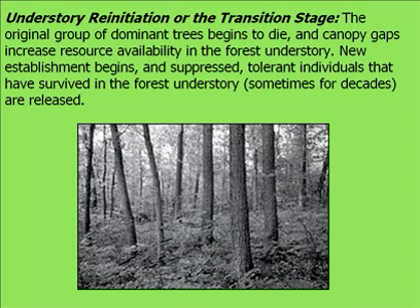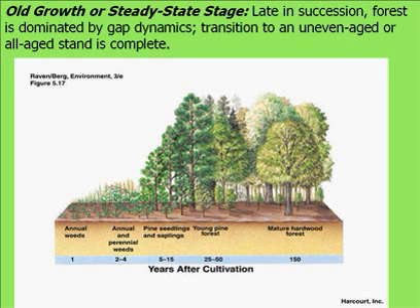The final stage is the old growth or steady state stage, and that's when there's kind of an equilibrium achieved. This occurs late in the successional process, and the forest is really dominated by what are called gap dynamics. In other words, the canopy stays at a pretty steady state, and species diversity is maintained at a steady state until some kind of disturbance occurs, until an old tree dies or is blown down and another gap is opened, and the cycle at a very small scale takes place again.